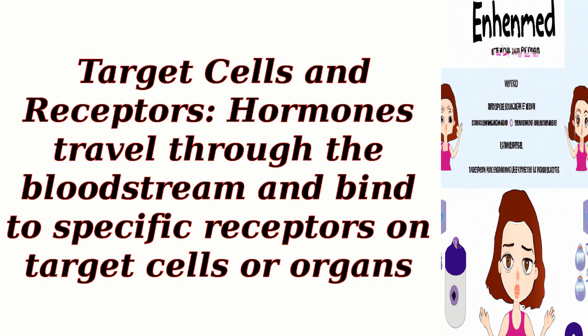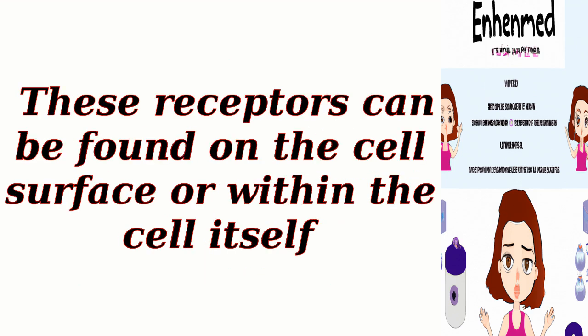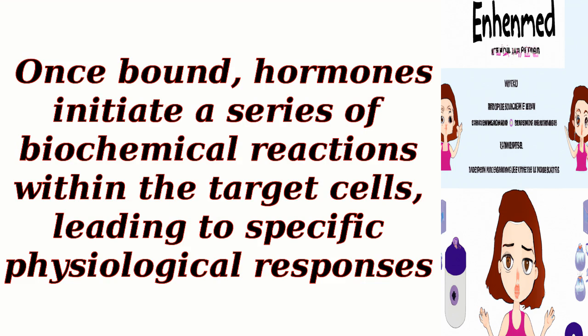Target cells and receptors: hormones travel through the bloodstream and bind to specific receptors on target cells or organs. These receptors can be found on the cell surface or within the cell itself. Once bound, hormones initiate a series of biochemical reactions within the target cells, leading to specific physiological responses.